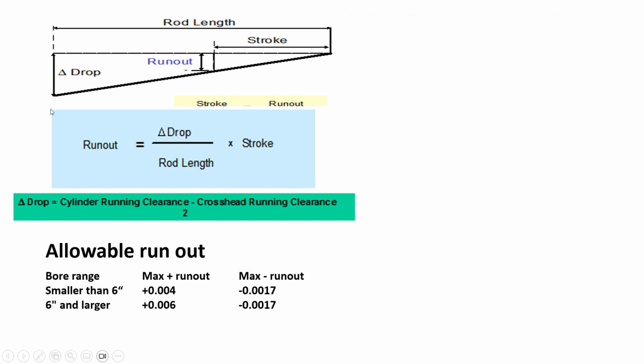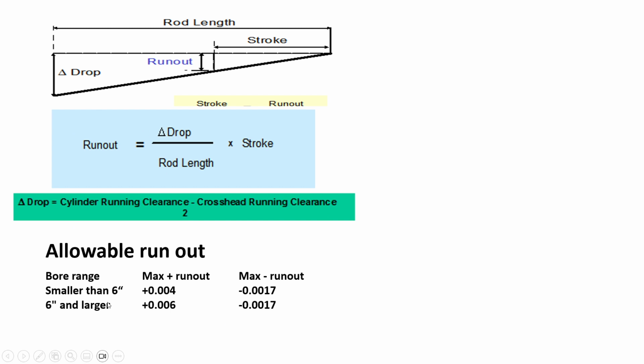This is the formula given here for how to measure it. This is the stroke, your piston is moving to this end, this is the total length of your piston rod, and the runout is measured here. Then the total drop is calculated by plotting it on the graph and extending this line up to here, and this is the differential drop. Runout is equal to the differential drop divided by the rod length, times the stroke. Delta drop is the cylinder running clearance minus the cross head running clearance, divided by 2, and the allowable runout depends on the bore size of the cylinder.